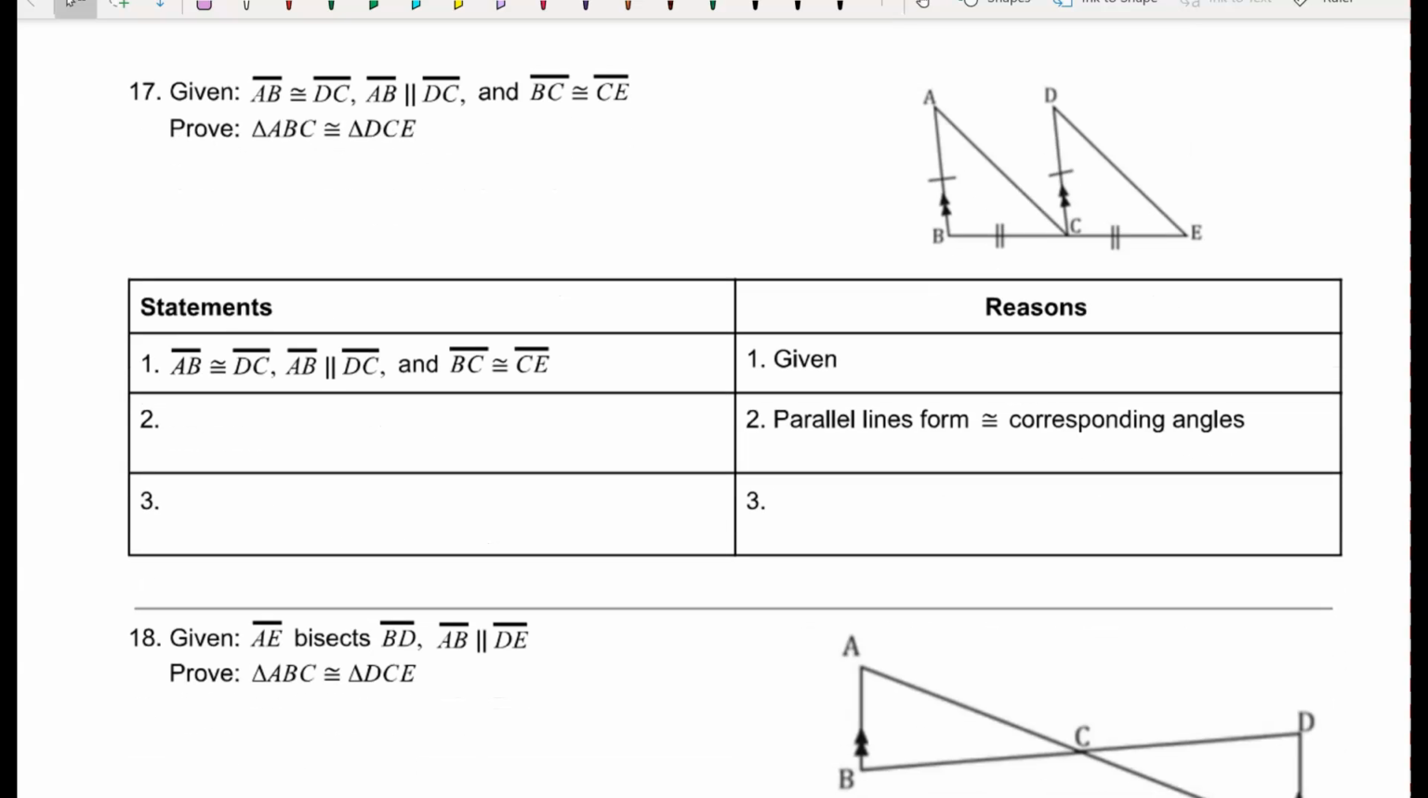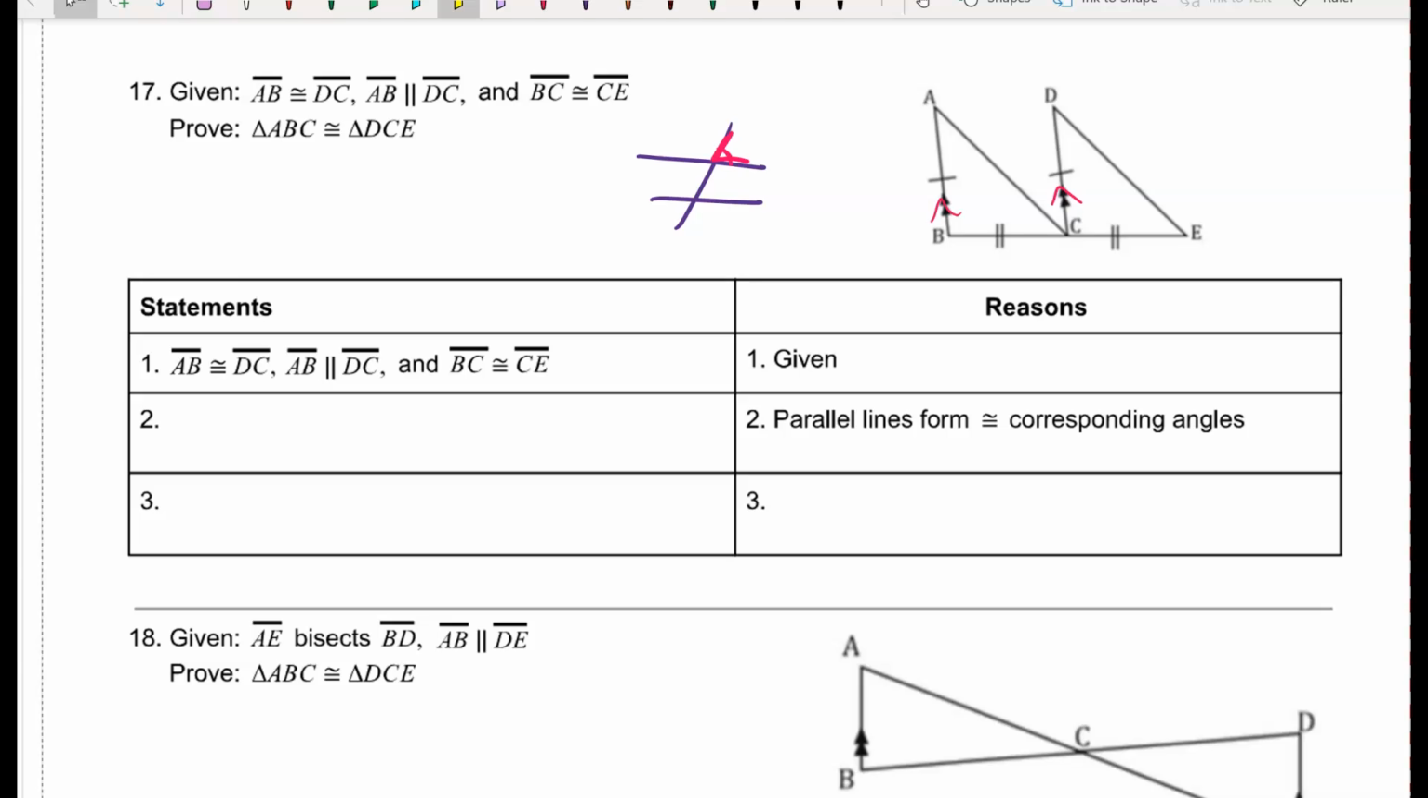Number 17. Segment AB is congruent to segment DC, segment AB is parallel to segment DC, and segment BC is congruent to segment CE. Now, the first statement is asking for what's the statement that goes with that reason. Parallel lines form congruent corresponding angles. Remember that if I've got parallel lines cut by a transversal, corresponding angles are angles so that when you translate them, they would land right on top of each other and be congruent. So something like that and that would be corresponding.